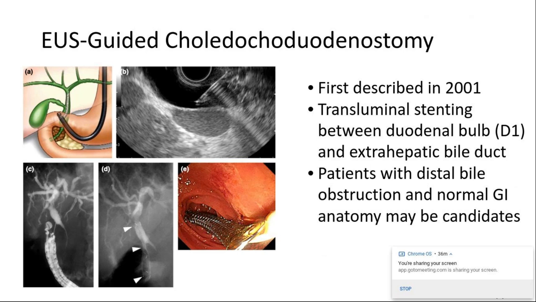After that, you're going to create a fistulous tract using a bougie, balloon, or cautery dilator while maintaining the guide wire. Following this, you can deploy stents across the dilated tract between D1 and the extrahepatic bile duct. Now, most studies describing this technique use self-expanding metal stents. However, LAMs can also be used with high clinical and technical success rates.